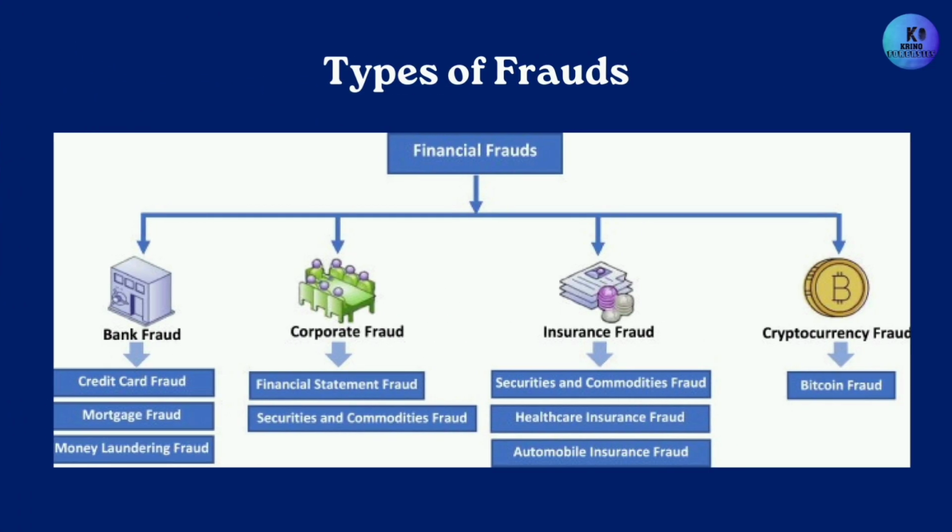Here are different types of frauds. Financial fraud is further divided into bank fraud, corporate fraud, insurance fraud, and cryptocurrency fraud. Corporate fraud has different bisections, which are financial statement fraud and securities and commodities fraud. Insurance fraud has several bisections, which are securities and commodities fraud, healthcare insurance fraud, and automobile insurance fraud. Cryptocurrency fraud is further divided into Bitcoin fraud.